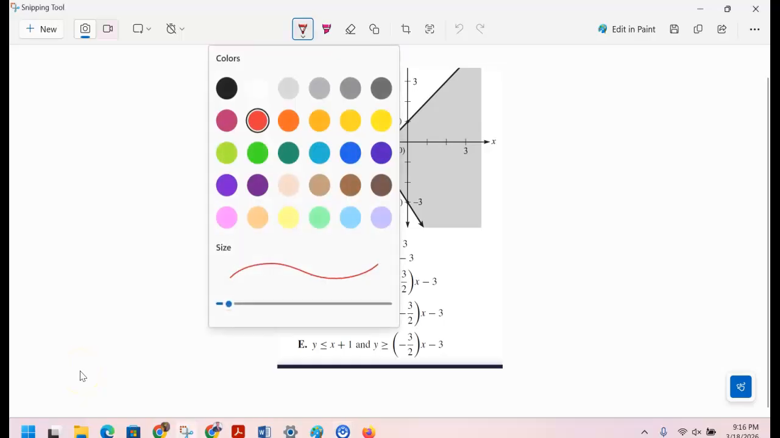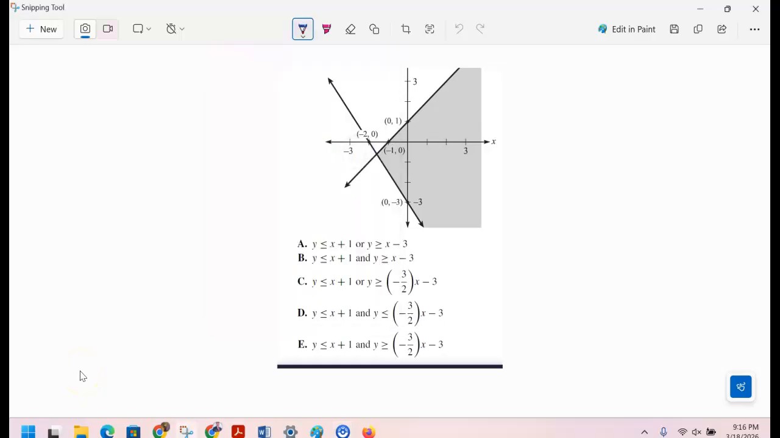Okay, so now this is the solution of this system of inequalities. You are given two lines. Let's take the easy one. What is the equation of this line? It goes through 1. So when you talk about y equals mx plus b, the b part is 1, so this is plus 1.